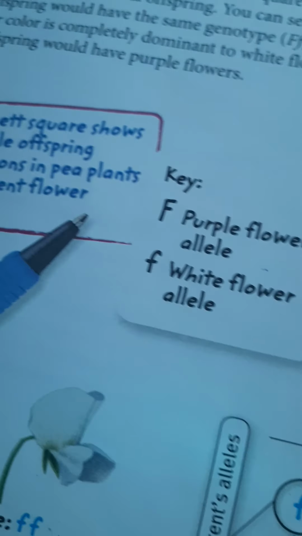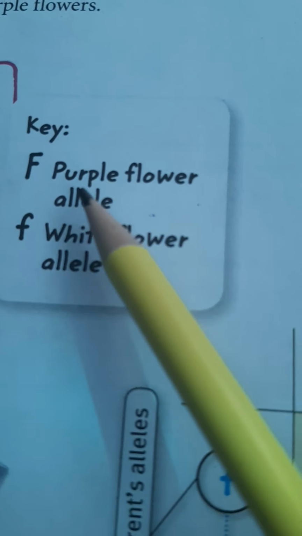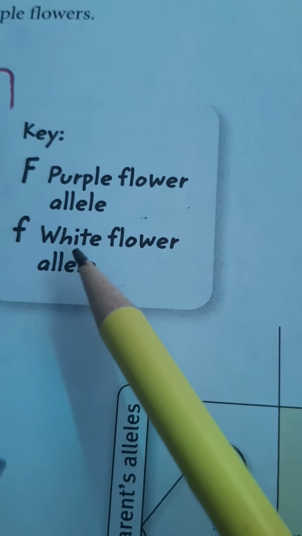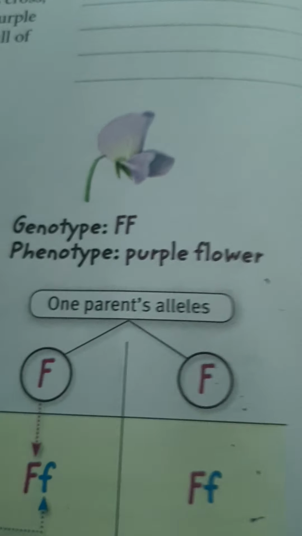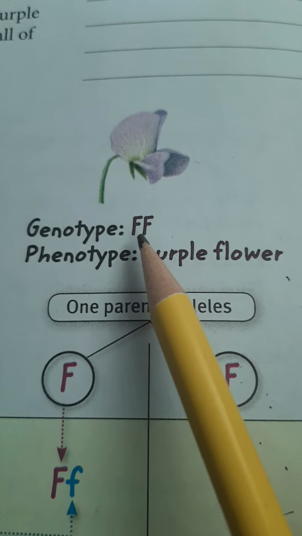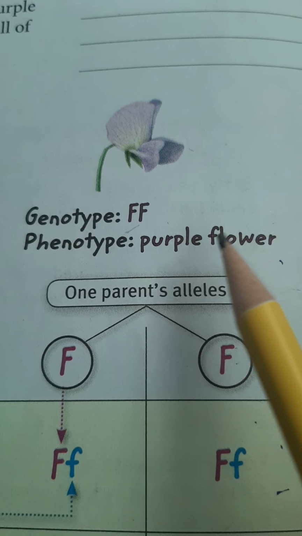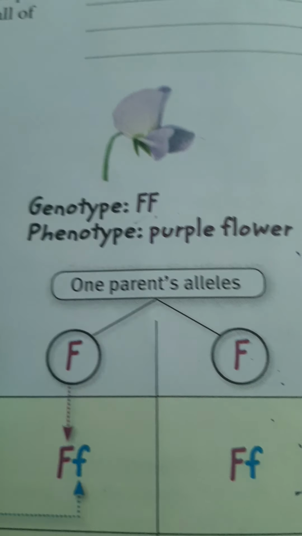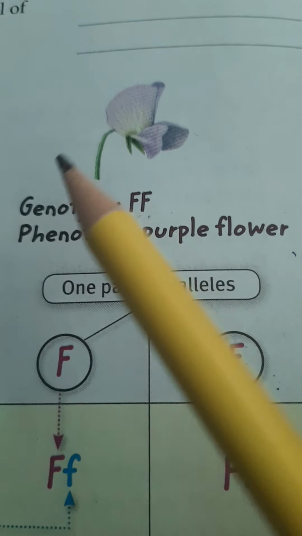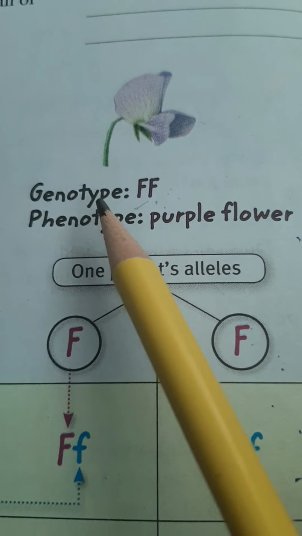Okay, now if you look here, I have F capital for purple flowers and F small for white flower. Now the purple flower has to have an F capital. Now the other F is determined whether it's a homozygous or a heterozygous. Now this is what? This is a homozygous dominant. That's why it's taken what? The F capital, F capital.